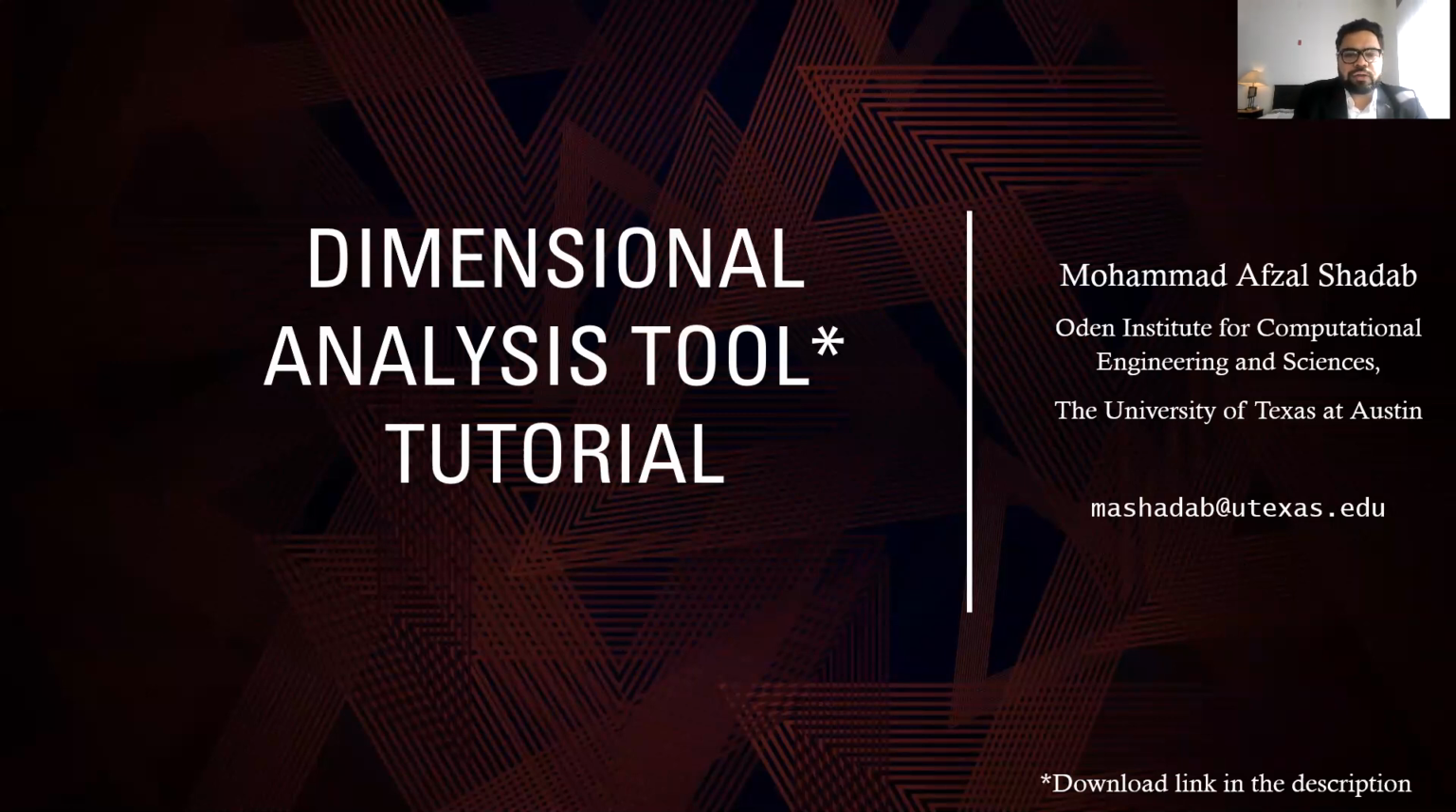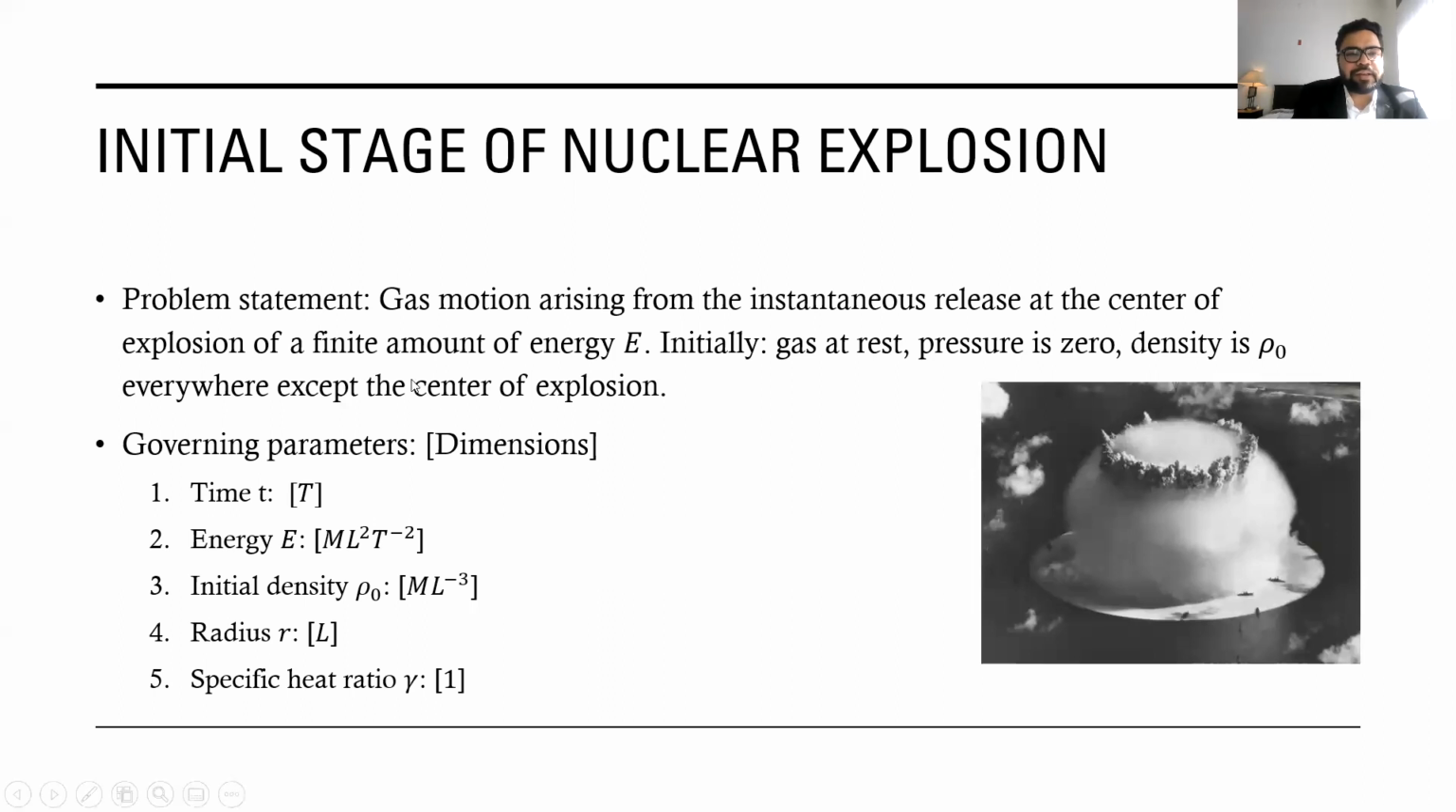Today we are going to do some dimensional analysis on the initial stage of a nuclear explosion. In this problem, there is gas motion which arises from the instantaneous release of a finite amount of energy at the center. Initially, the gas in the surroundings is at rest. The pressure is not exactly zero, but it is negligible compared to what we have inside the shock wave or the blast wave. The initial density is rho naught in the surroundings.